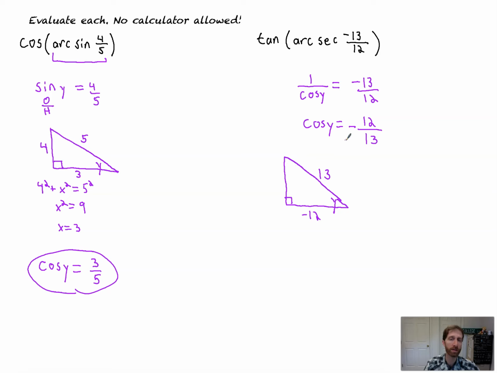It doesn't matter as long as you follow adjacent over hypotenuse. Now, from here, what we're going to do is solve for this unknown value. So that's going to be negative 12 squared, we'll call it x squared again, equals 13 squared. Pythagorean theorem will solve for this missing value.